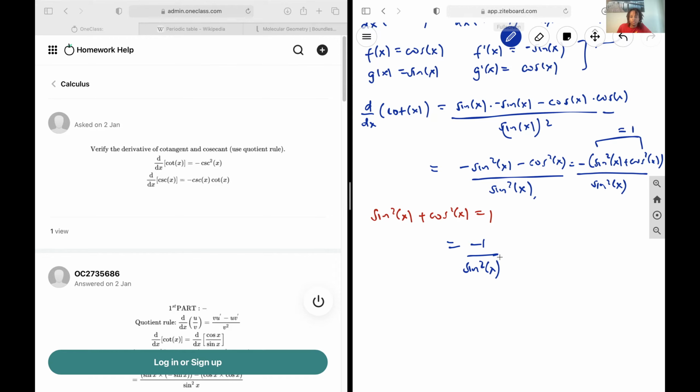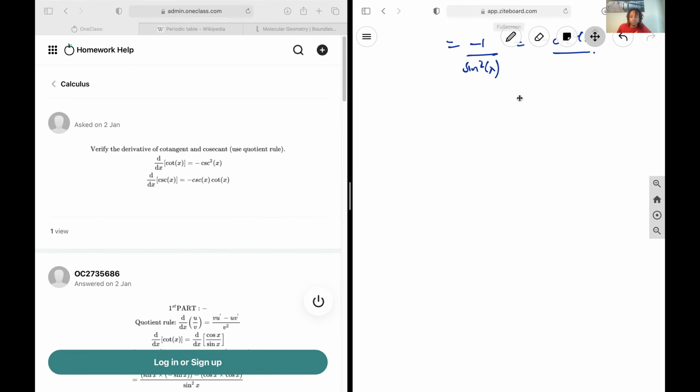And lastly, we know that 1 over sine x is cosecant. So this would become negative cosecant squared x. So the first one is proven. Let's move on to the next one. We are looking for the derivative of cosecant x.